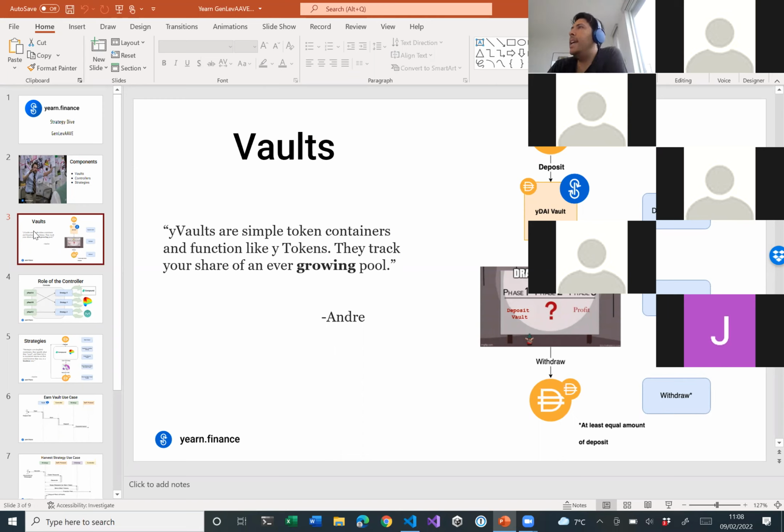Here's an example of a simple DAI vault. DAI is the token here at the top. You put your DAI into this vault, which is just a smart contract. As a receipt back, you get something called yDAI, which represents your position in that vault, in that contract. So those are the vaults.